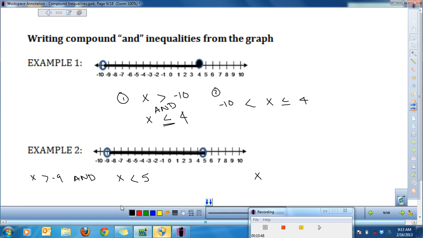Let's also rewrite this as a compound inequality. This is the first way. This is the second way.